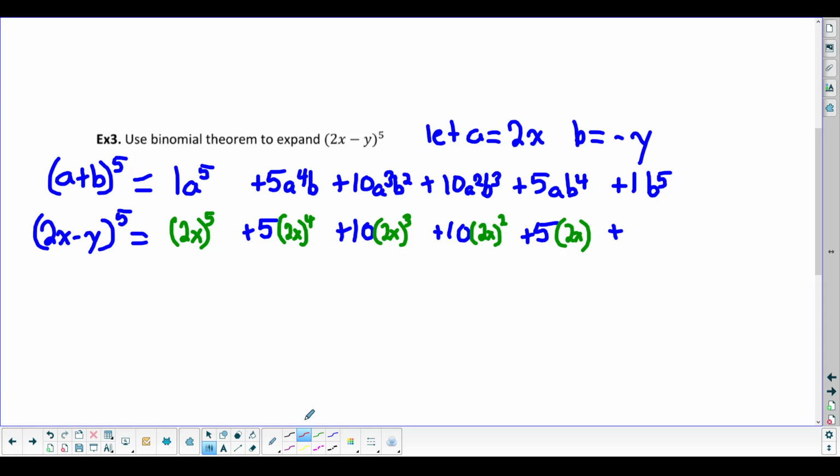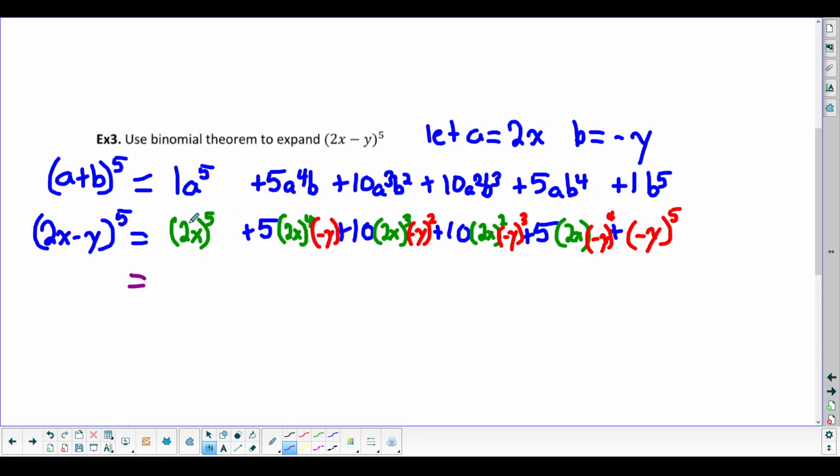And I'll do in red for our b values. So b is negative y. So we'll plug in negative y for each. So negative y squared, negative y cubed. Should have given myself more space here. Negative y to the power of 4, and negative y to the power of 5. Okay, so let's start expanding these.